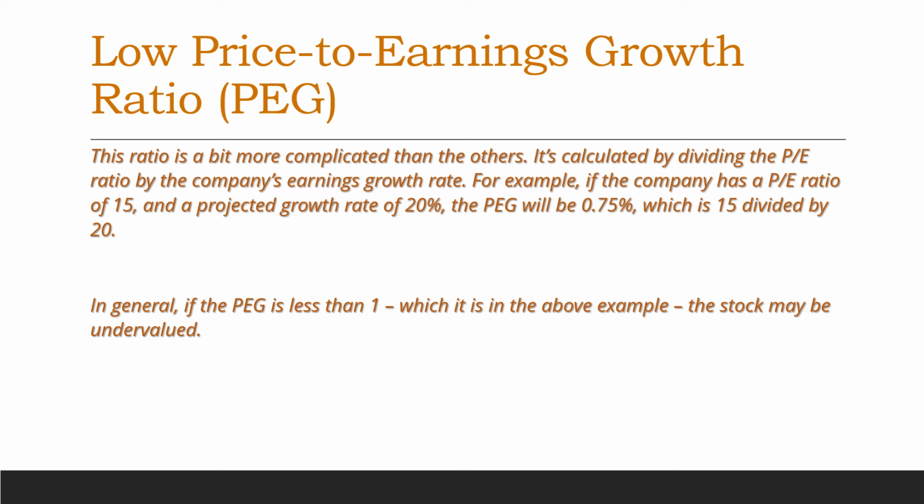This ratio is a bit more complicated than the others. It's calculated by dividing the PE ratio by the company's earnings growth rate. For example, if the company has a PE ratio of 15, and a projected growth rate of 20%, the PEG will be 0.75, which is 15 divided by 20. In general, if the PEG is less than 1, which it is in the above example, the stock may be undervalued.